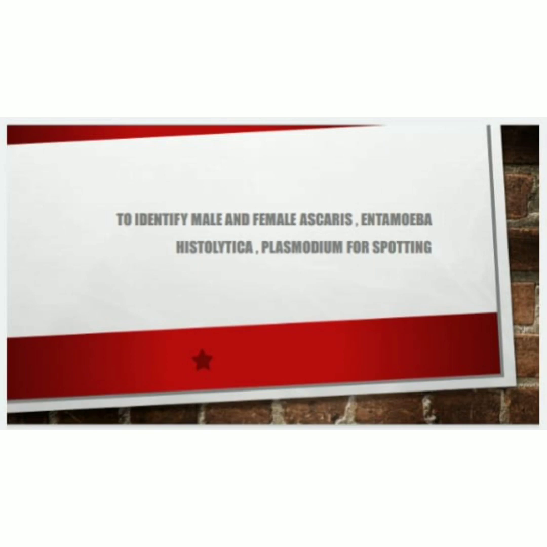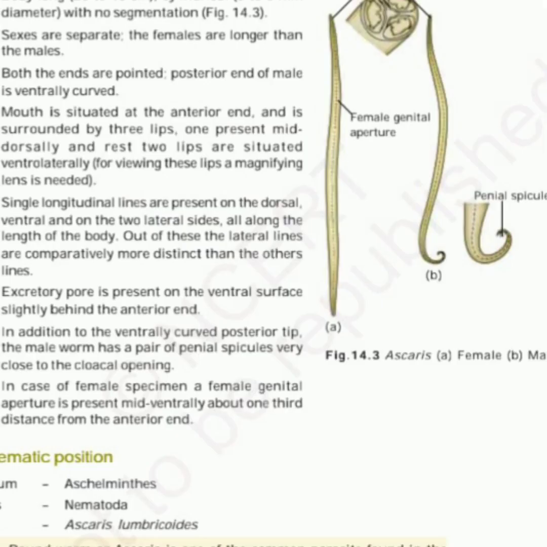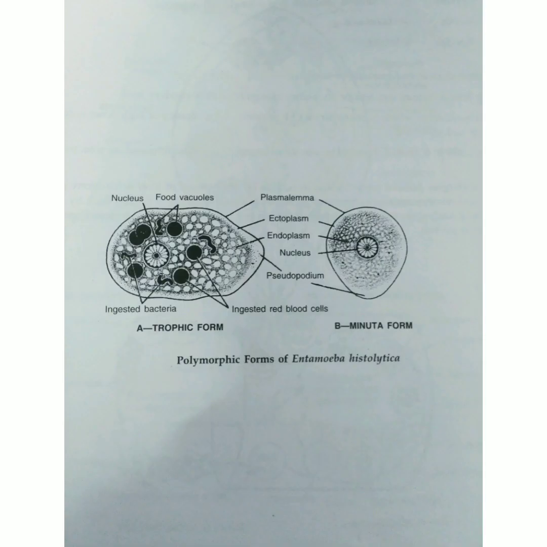Our topic is to identify male and female Ascaris, Entamoeba histolytica, and Plasmodium for spotting. This is the external features of the Ascaris. This is Entamoeba. Here the polymorphic form of Entamoeba histolytica is shown.